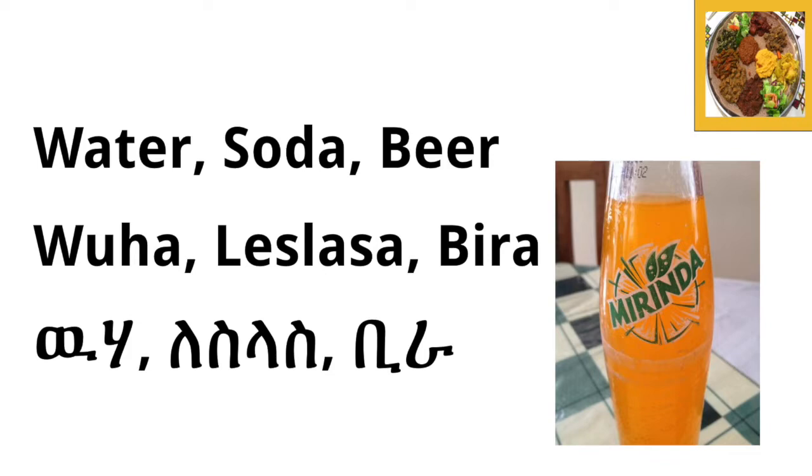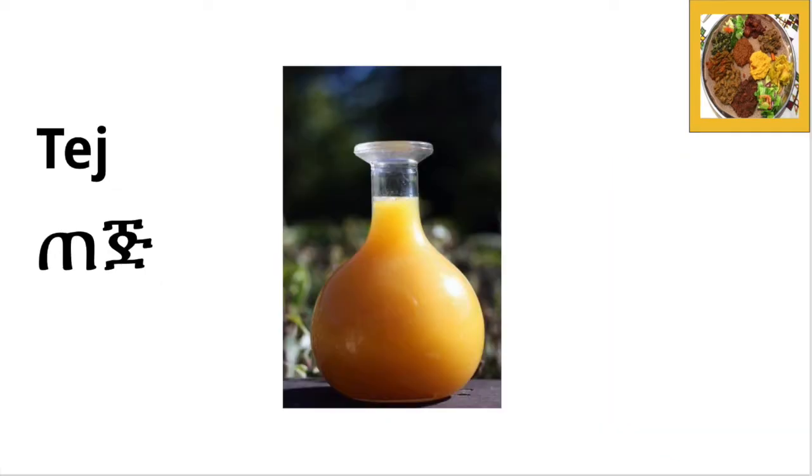So some drinks in Amharic. For water, we have wuha. Water is wuha. For soda, we have leslasa. Soda is leslasa. And then for beer, we have bira. Bira. And then a traditional Ethiopian drink, a honey wine, is called tej. Tej, that's a very common and popular drink in Ethiopia. Usually, it's had at holidays as well.